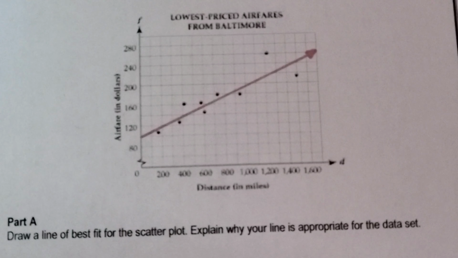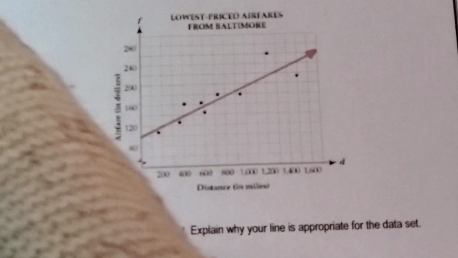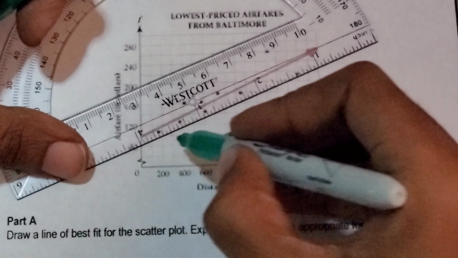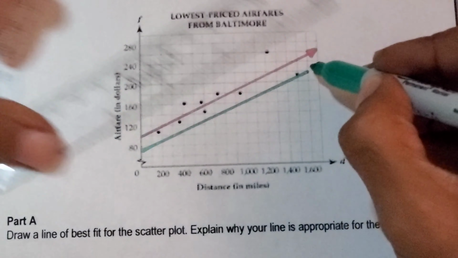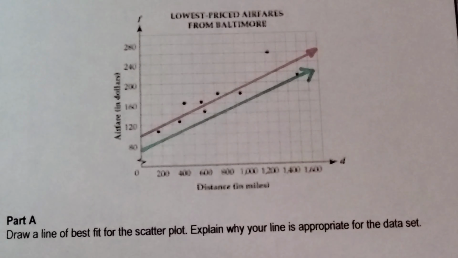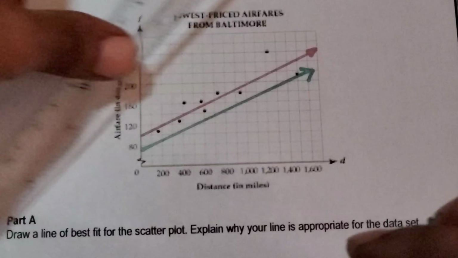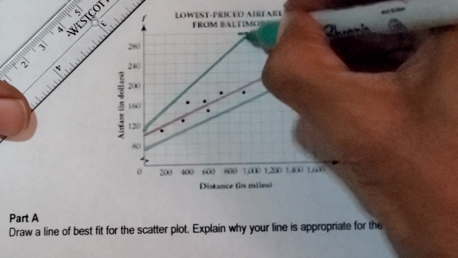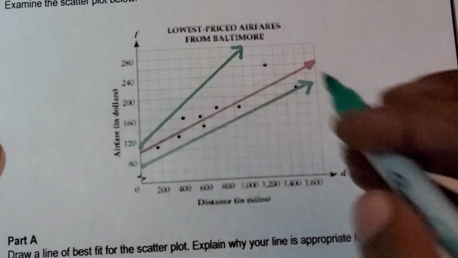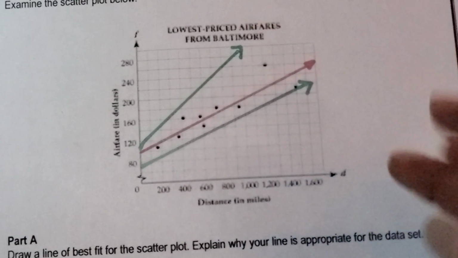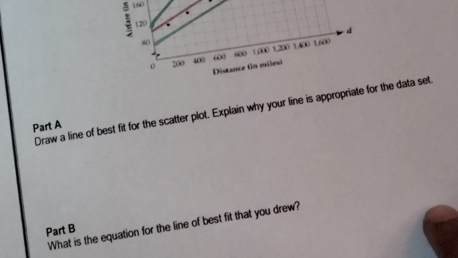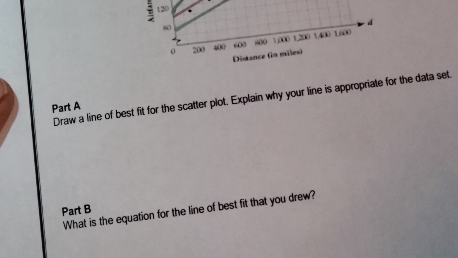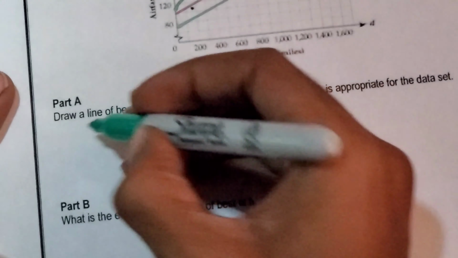In green, I'll draw a line that would not work. You don't want that, right? You wouldn't want that either, all right? You want the line that goes right through the heart of the data. All right, so draw a line of best fit for the scatter plot. Explain why it's appropriate. All right.